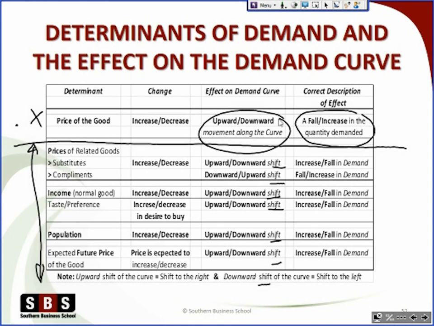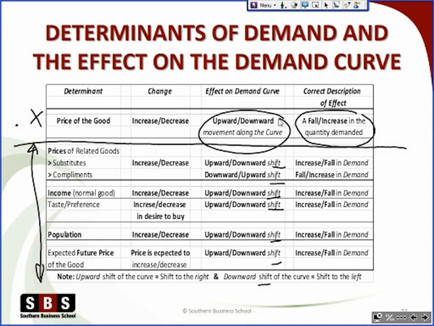So your income for a normal good, your taste and preference, the population. You can think, if the population grows, then there's an increase in demand, obviously. That's why it causes the demand curve to shift totally up. And the expected future price of the good. This is the important one. So you get the prices of related goods and the expected future price.